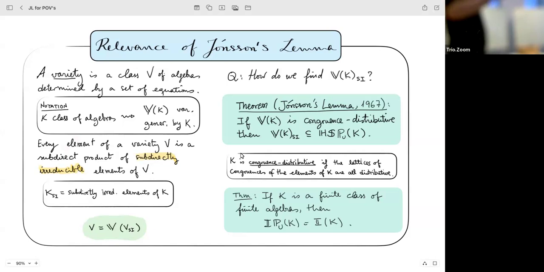And I know that ultraproduct sounds stronger than product. It sounds like if you have an ultraproduct, it's going to be something even larger. But no, it's the opposite. Ultraproducts are quotients of products. So it's actually something quite small. It's a big quotient, so much so that if you have a finite class of finite algebras, the ultraproducts are the algebras themselves. You don't have more algebras.